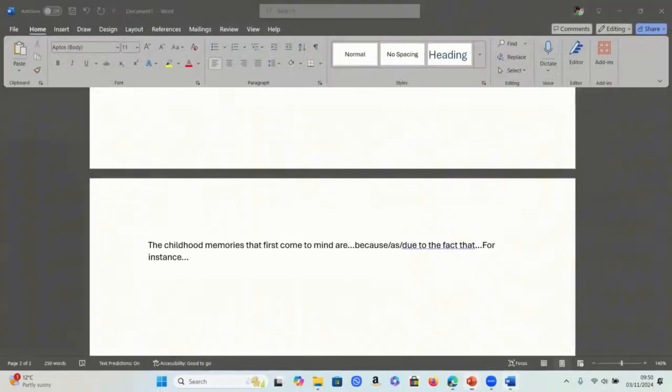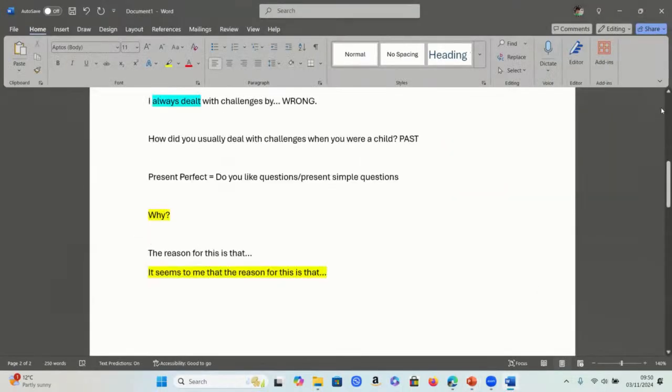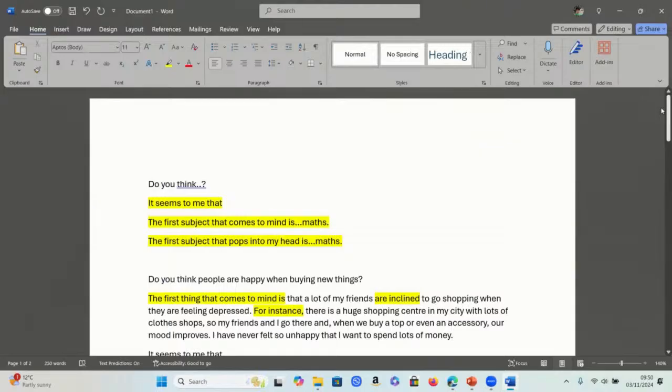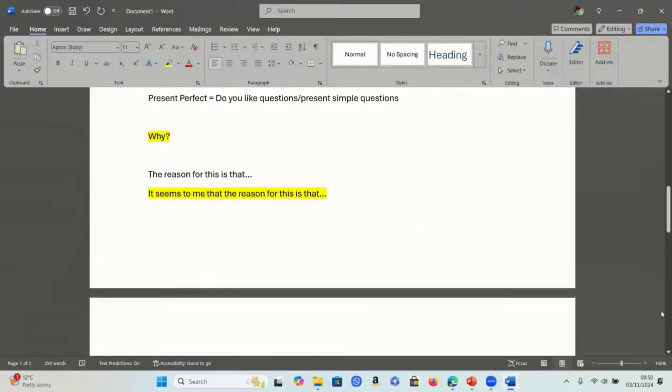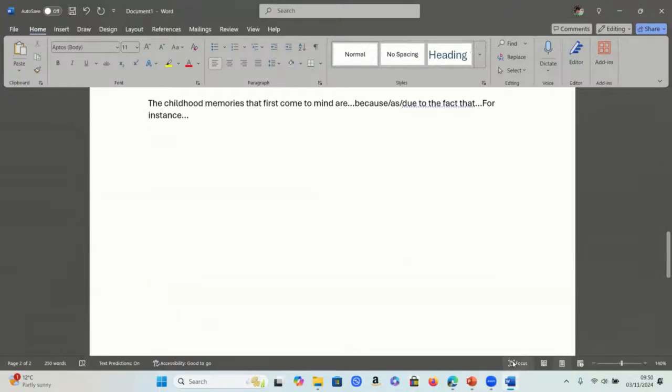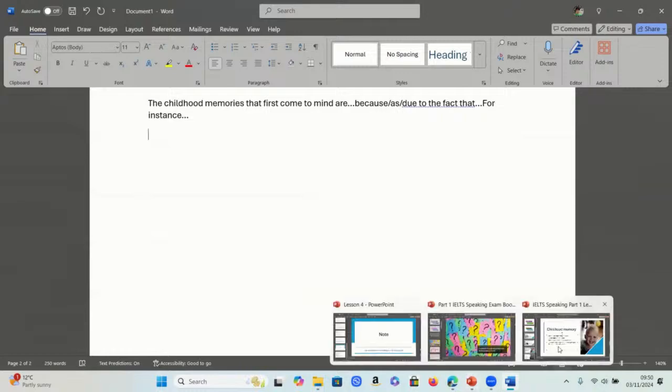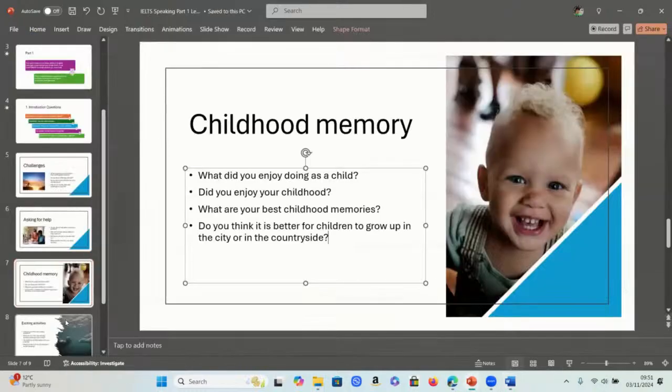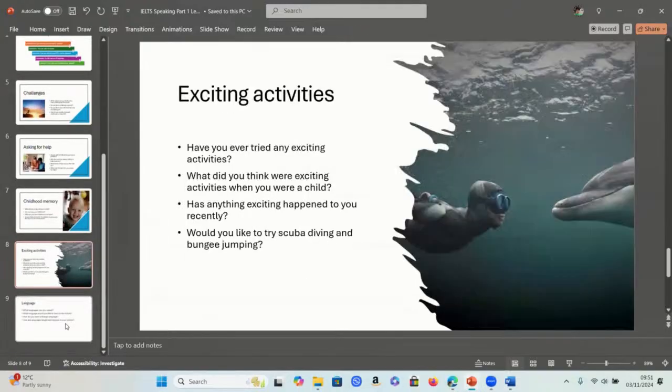And so we refer to what we were talking about right at the beginning. Do you think? It seems to me that the first subject that comes to mind is "do you think" or "I'm inclined", for instance. So even in what you think is going to be about the past, the questions can become present. And then you can use the same words that I've mentioned already, the sentence frames, etc.